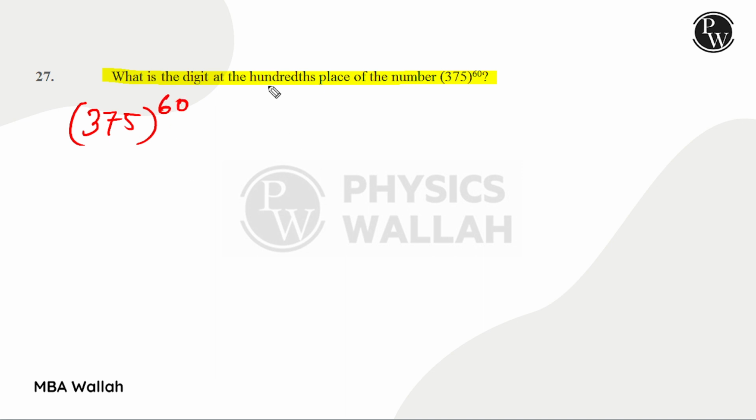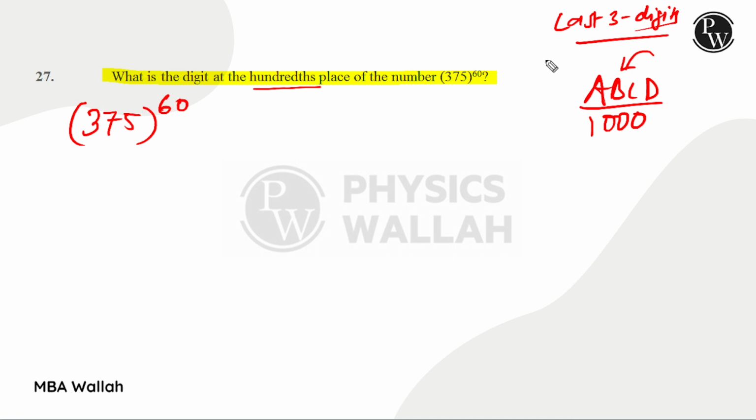Now typically whenever we are supposed to calculate the hundredth place of a number, it is as good as finding the remainder on dividing by 1000. On any number ABCD, dividing by 1000 will give you the last three digits of that number. So typically we have seen last two digits, unit digit. This one is the last three digits. Now let's see how we can proceed with this.